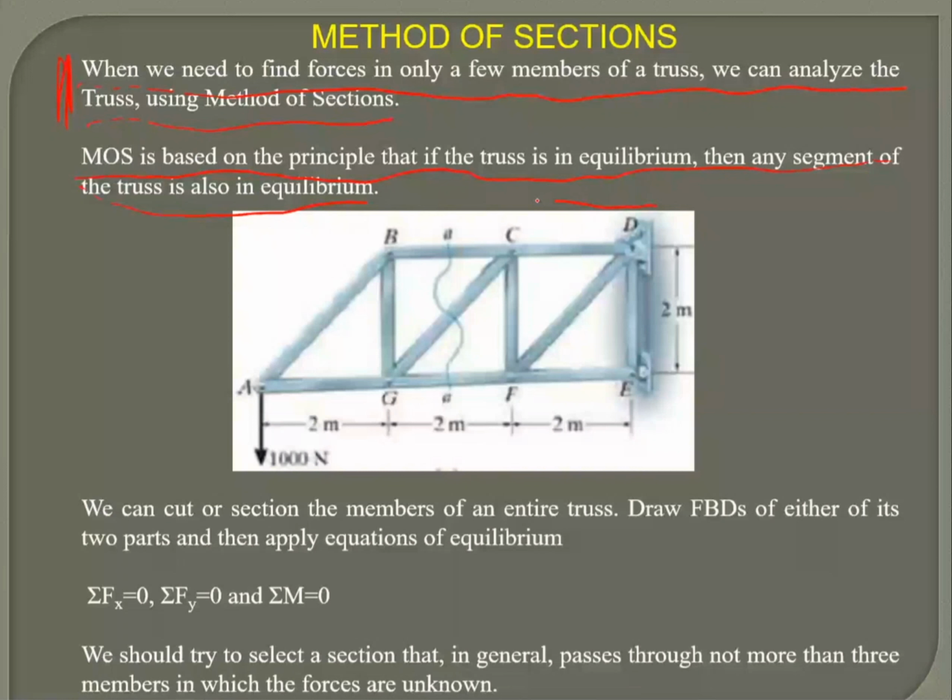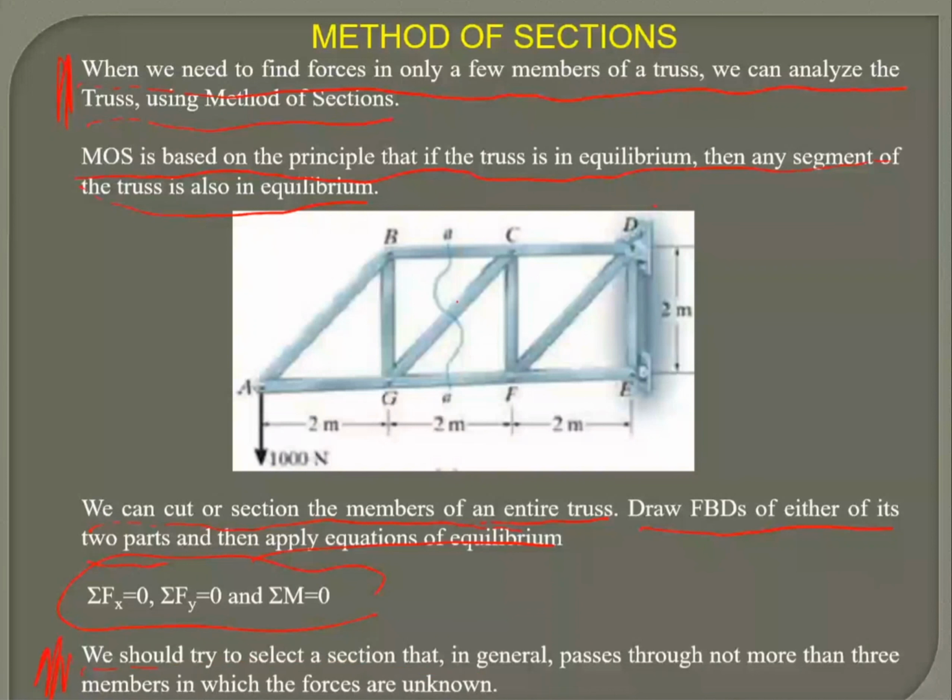Okay. Now we can cut a section. We can cut or section the members of an entire truss, draw the free body diagram of either of its two parts, and then apply the equation of equilibrium. I'll show you that. Don't worry. We should try to select a section that, in general, that's a very good one. This is something you have to remember. Okay, this is very important.